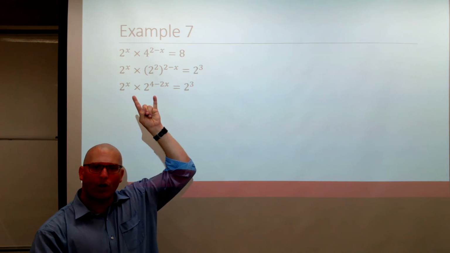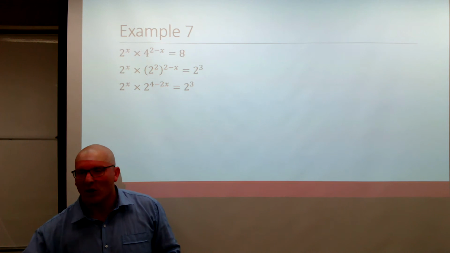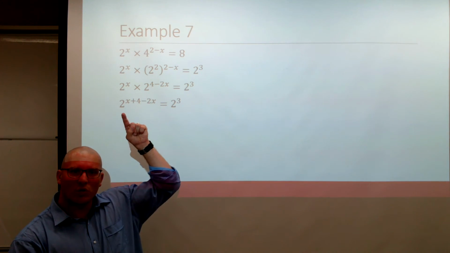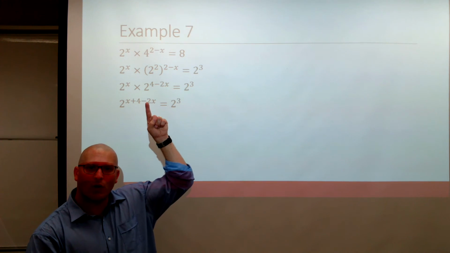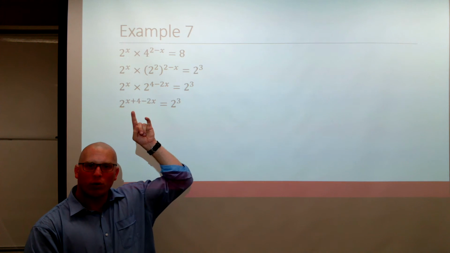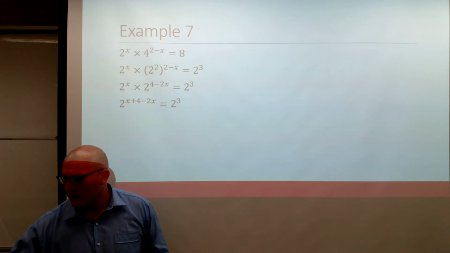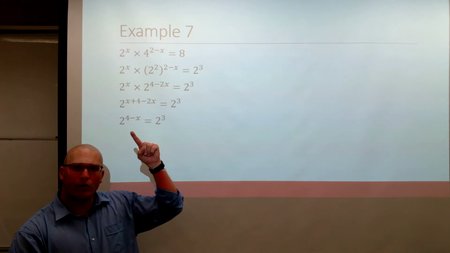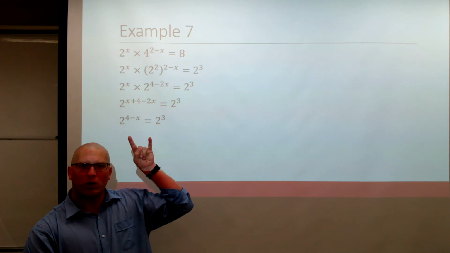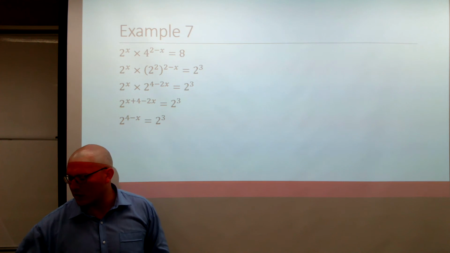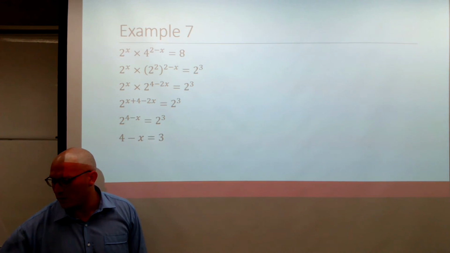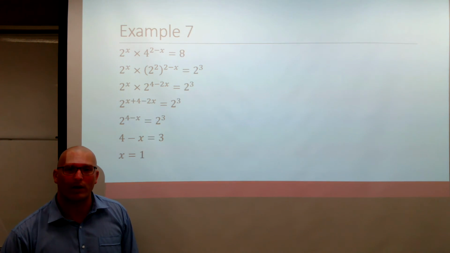Using our product law, because we have the same bases, we simply add these exponents together. So it gives 2 raised to the power of x plus 4 minus 2x is equal to 2 to the power of 3. We can simplify this further to 2 raised to the power of 4 minus x is equal to 2 to the power of 3. Same base, just compare the exponents. So 4 minus x is equal to 3, so x is equal to 1.